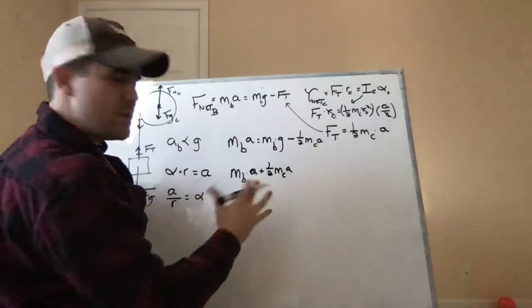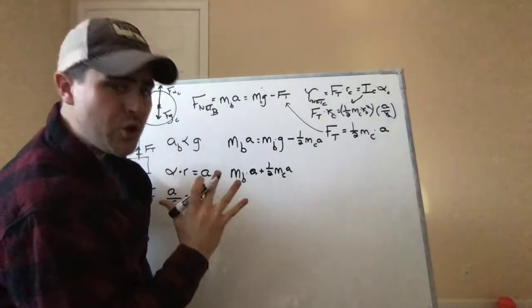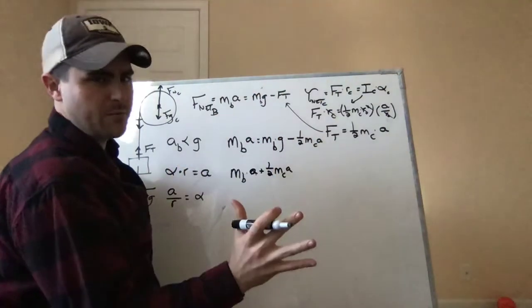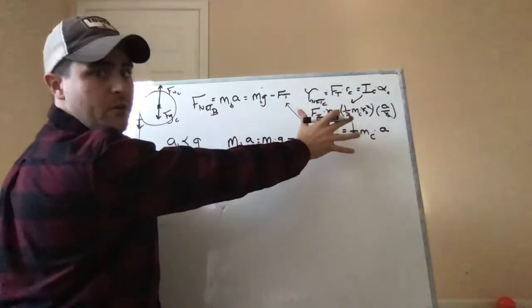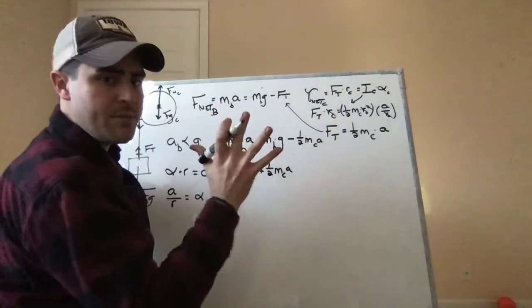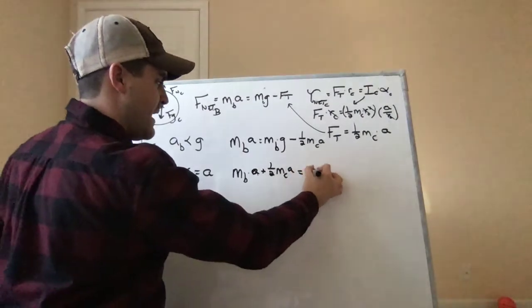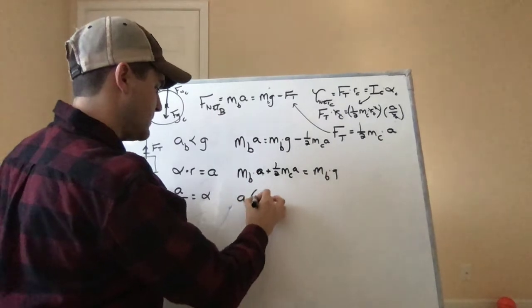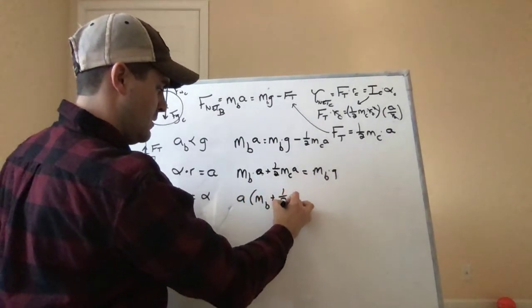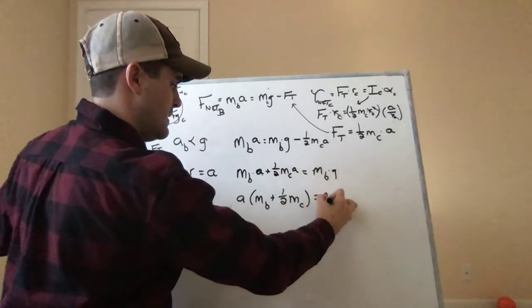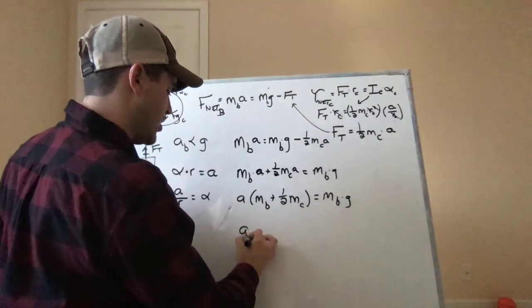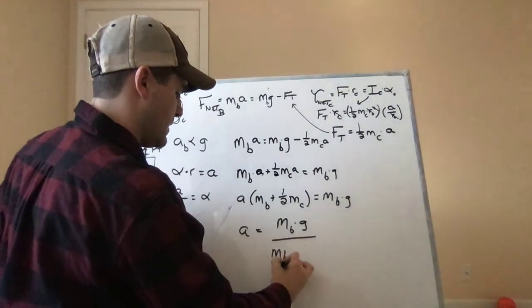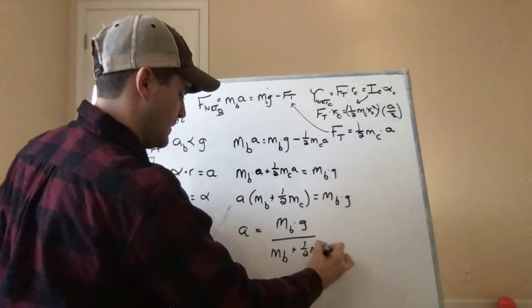And notice, I'm keeping track of which mass I'm talking about. It's too tempting to forget about those subscripts and just cancel mass out. But they're different masses because they came from different expressions. One came from my cylinder and one came from my bucket. So keep those straight. This is equal to mass of the bucket times g. I isolate again. I get a times the mass of the bucket plus 1/2 mass of the cylinder equals mass of the bucket times g. Acceleration is equal to mass of bucket times little g divided by the mass of the bucket plus 1/2 mass of the cylinder.